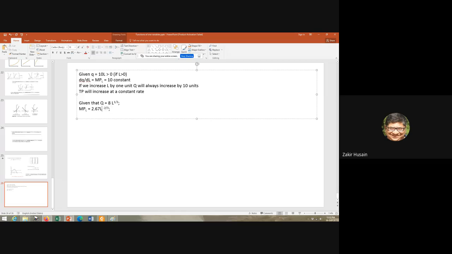What I can write is simply I can divide it and remove the minus. So as labor is increasing, what happens to marginal product? It will fall.